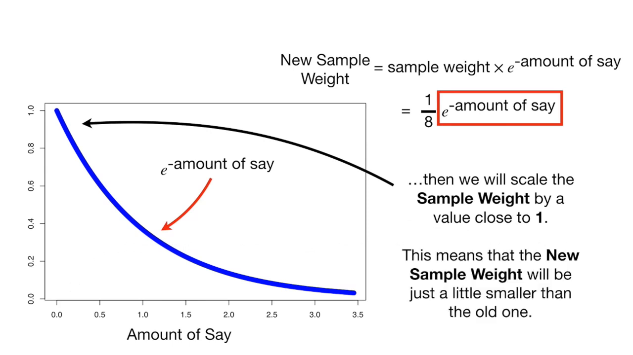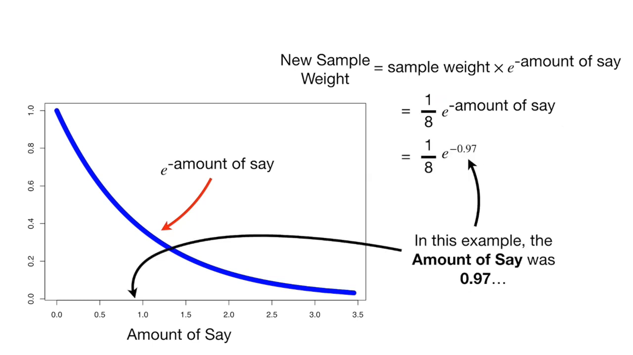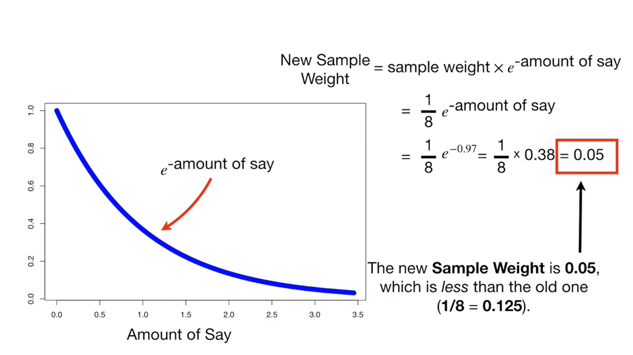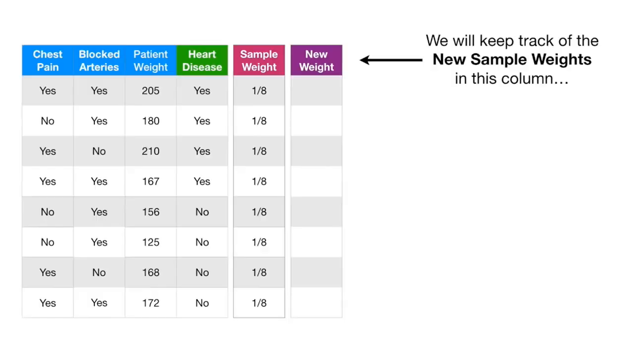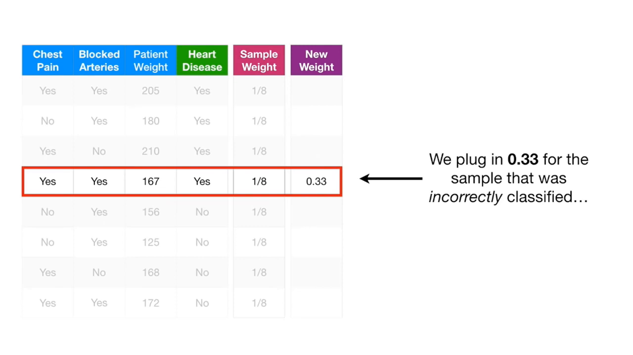In this example, the amount of say was 0.97, and e raised to the negative 0.97 equals 0.38. The new sample weight is 0.05, which is less than the old one. We will keep track of the new sample weights. In this column, we plug in 0.33 for the sample that was incorrectly classified. All of the other samples get 0.05.